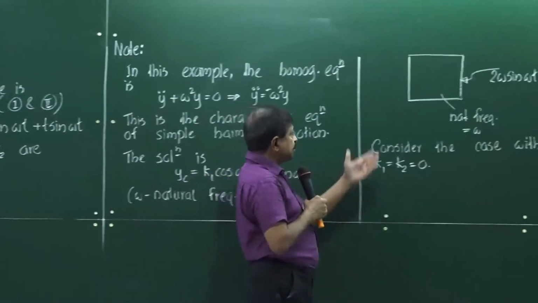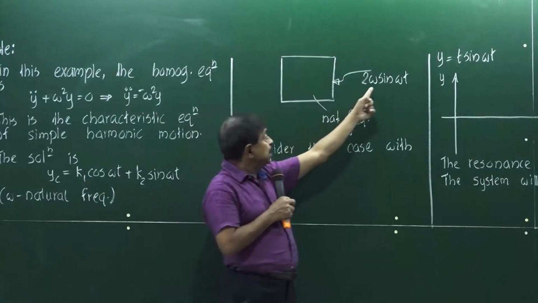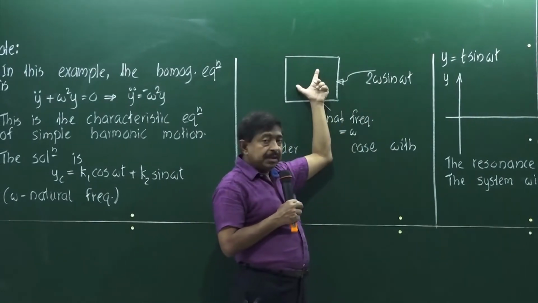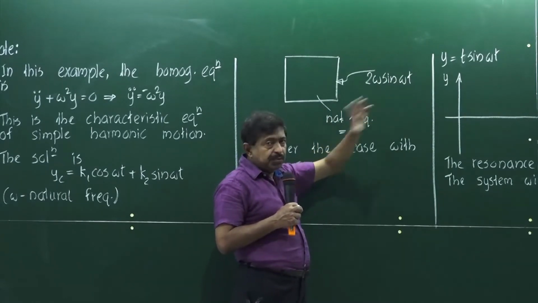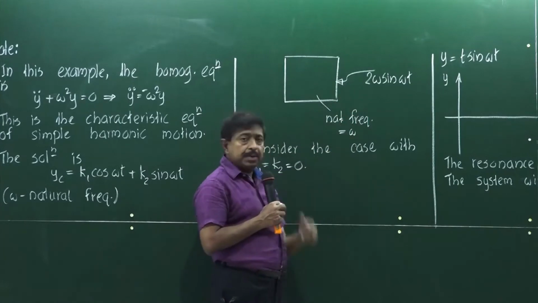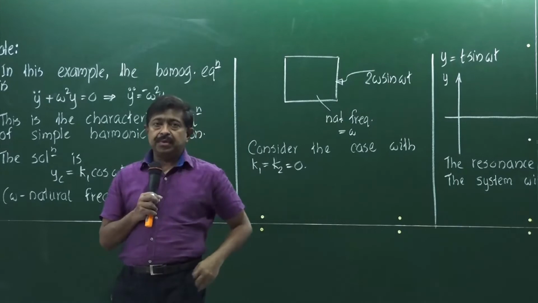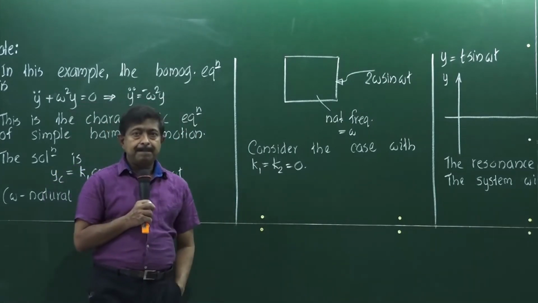Now you have some system. The system is described by that equation. This is the input. Say this may be an electric circuit and this is the input, or something like that. Here what happens is that the system has the natural frequency omega. You feed the system with the same frequency. Then what happens?